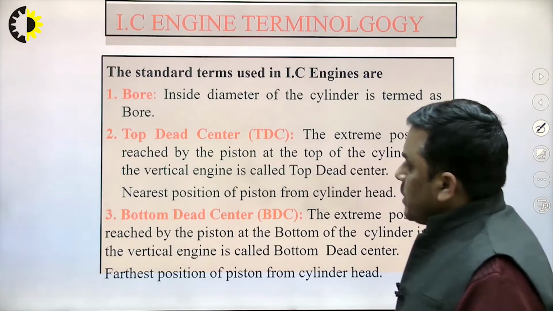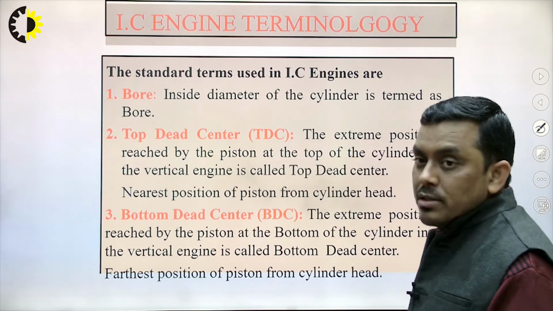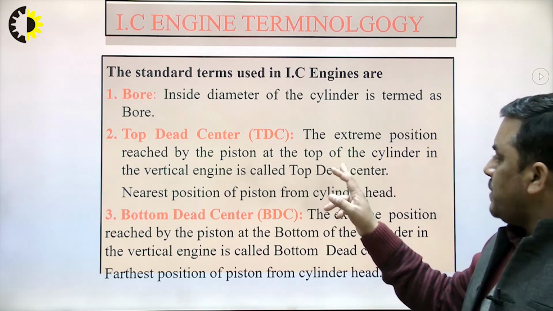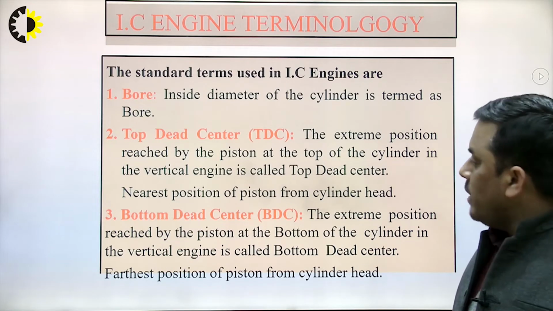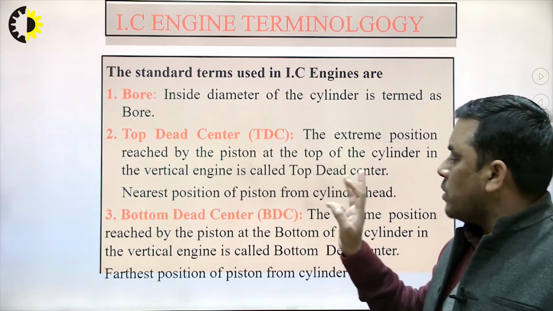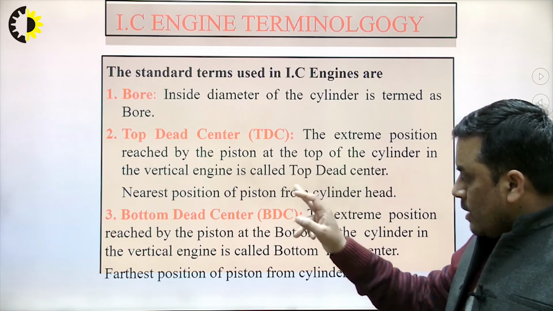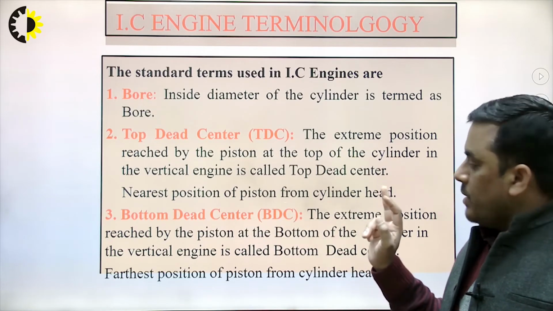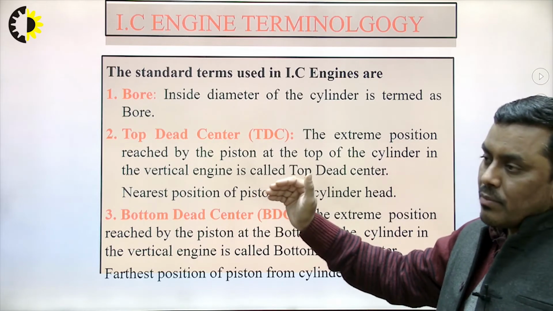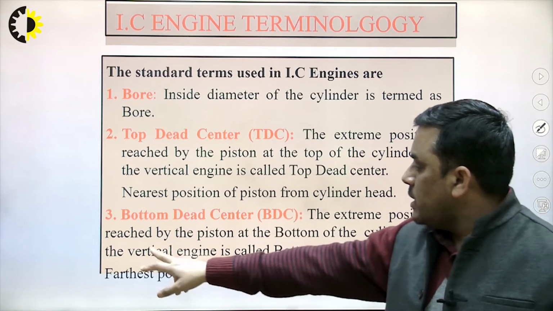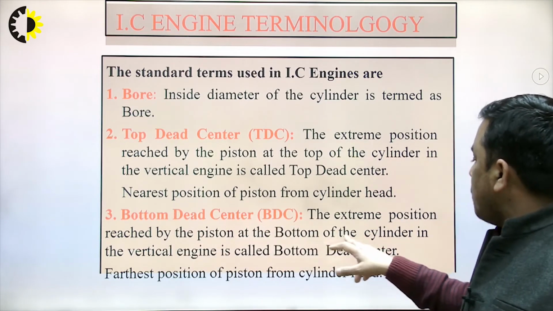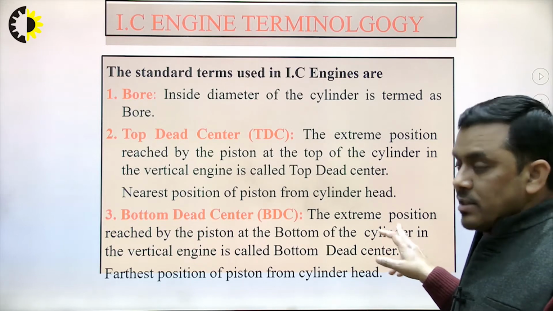Now the second term is top dead center. What is written over here? The extreme position reached by the piston at the top of the cylinder in a vertical engine. In general, it is the nearest position of the piston from the cylinder head. The third is the bottom dead center, BDC, the farthest position of the piston, or in a vertical engine, the extreme position reached by the piston at the bottom of the cylinder.